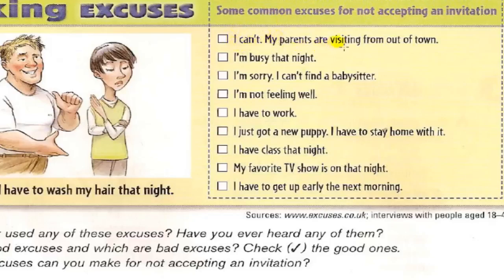1. I can't. My parents are visiting from out of town. If someone invites you to go to the movies, to go to the cinema, or to have dinner with him, to come to his birthday party, and you don't like to go, how can you refuse politely? Politely, in a very good way, saying no, but in an indirect way. This is polite: to say no, but giving reasons, giving an excuse. Say, sorry, I can't. My parents are visiting from out of town. I'm sorry, I am busy that night. I'm sorry, I can't find a babysitter. Babysitter: a person who takes care of your baby while you're away, someone who takes care of a child or baby for a short time.